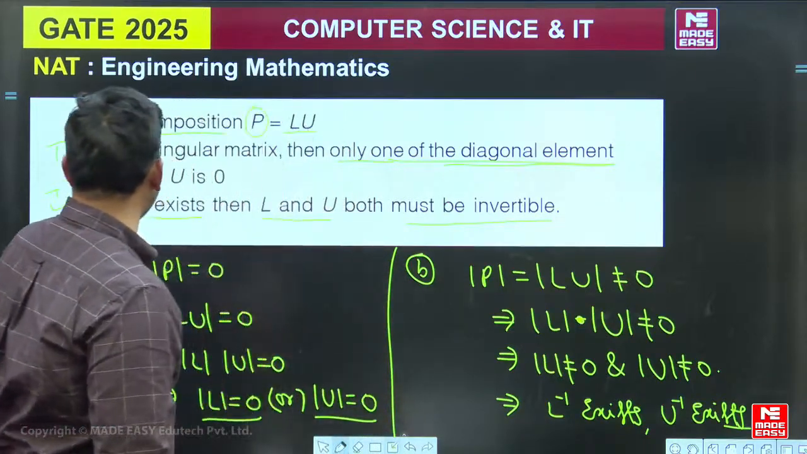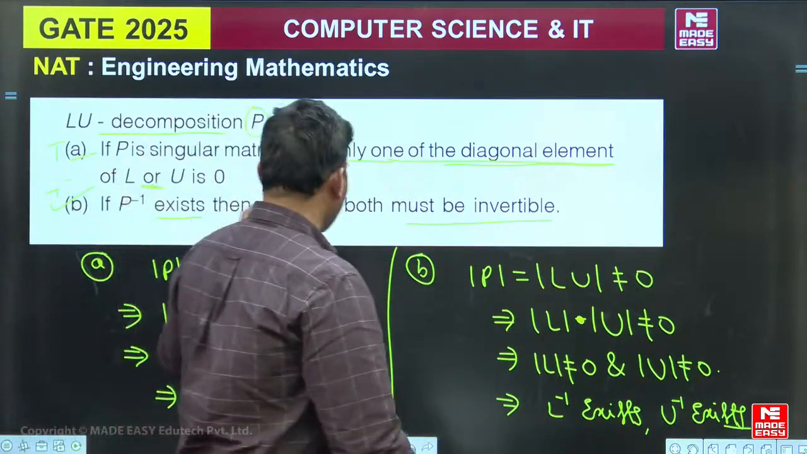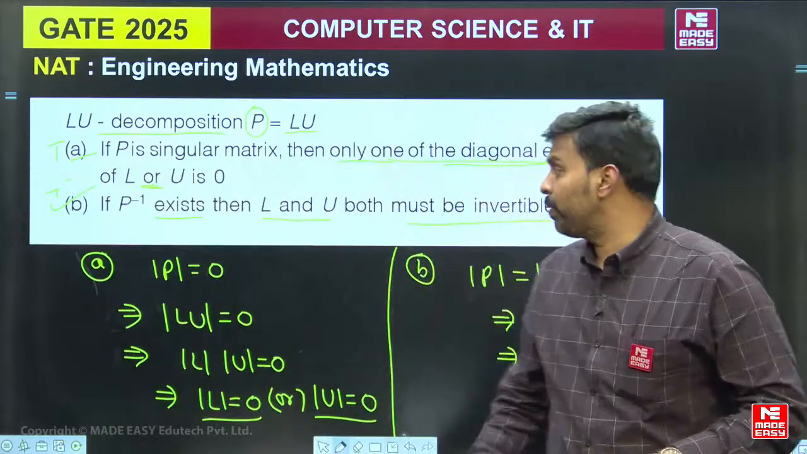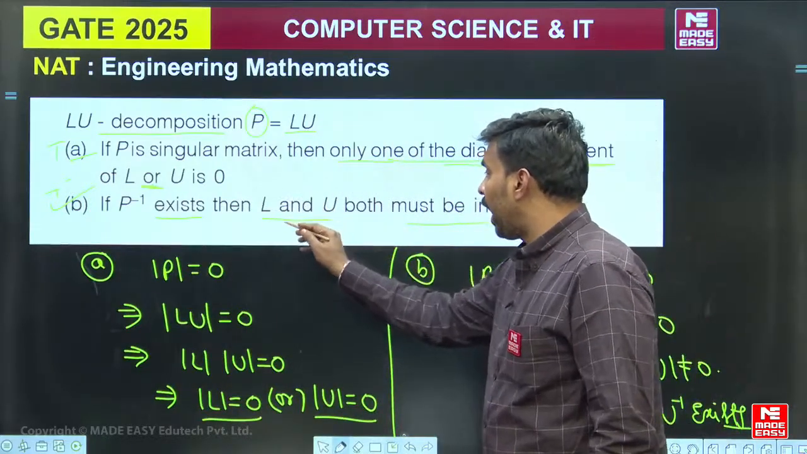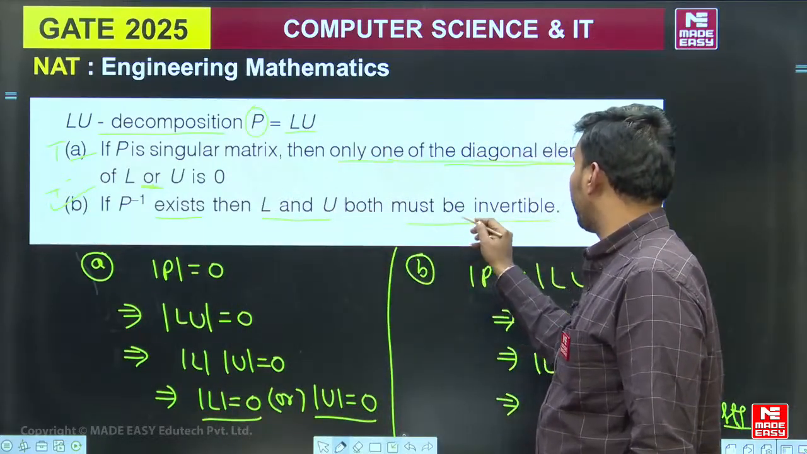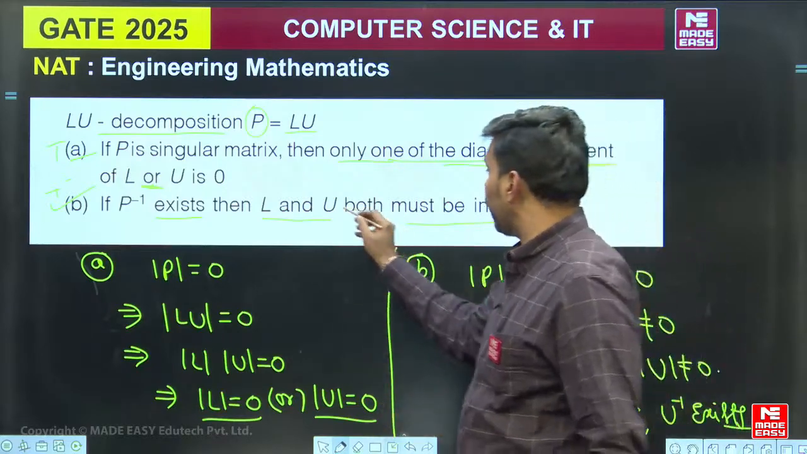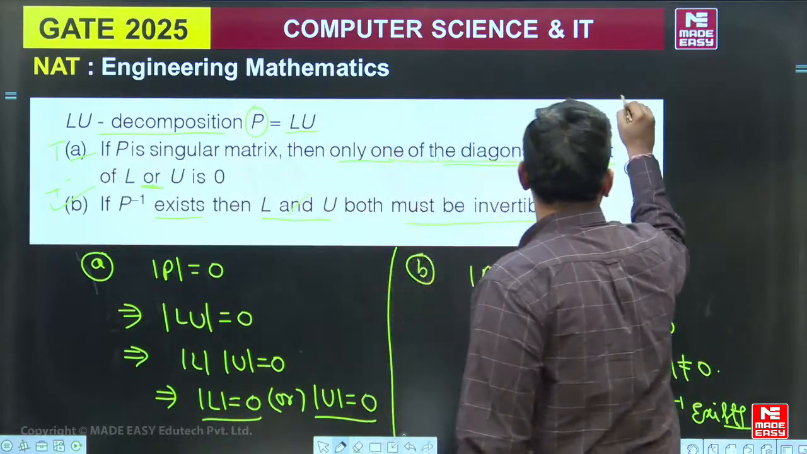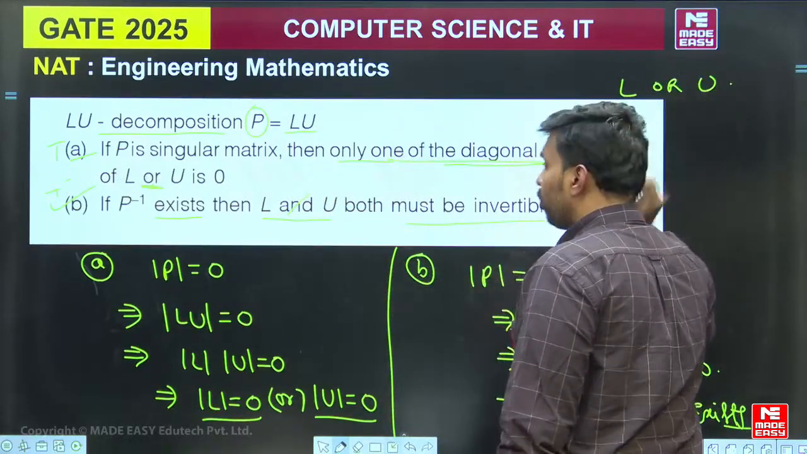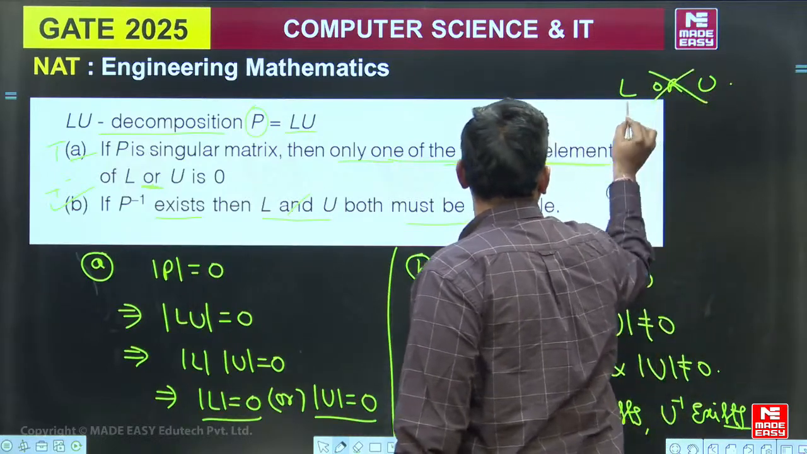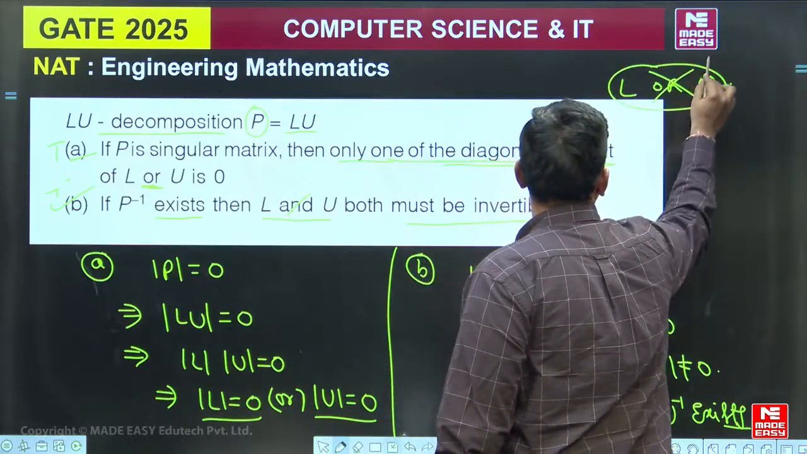If P inverse exists, then L or U is invertible. If it says L and U are invertible, then that is wrong, because this need not always be true, right?